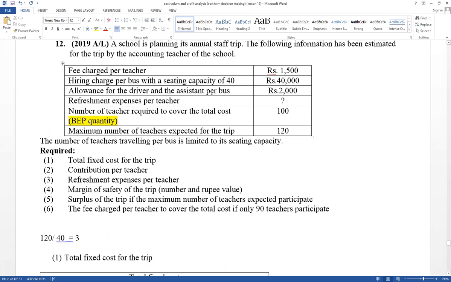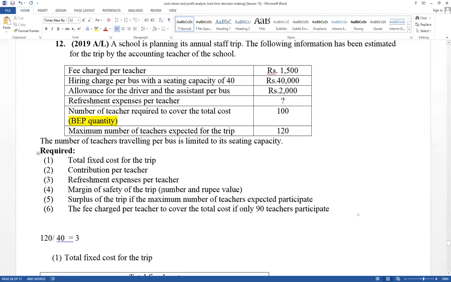Think about fees cost. 120 teachers participate. Seating capacity is 40 passengers. Higher charges 40,000. Think about how many buses are required. And allowances for drivers and assistants. Those do not vary with the number of teachers; they vary with the number of buses. But when we recognize variable cost and fixed cost, you have to compare with the number of teachers.